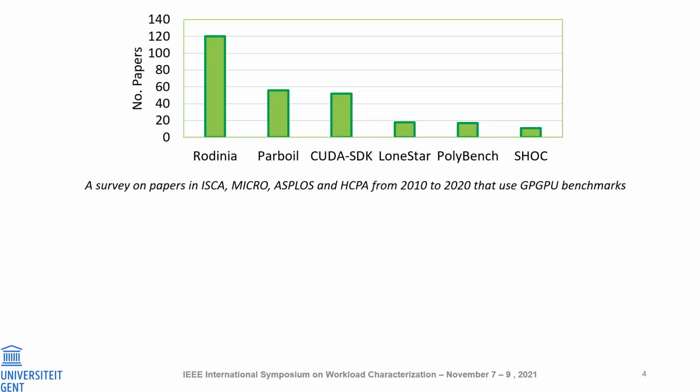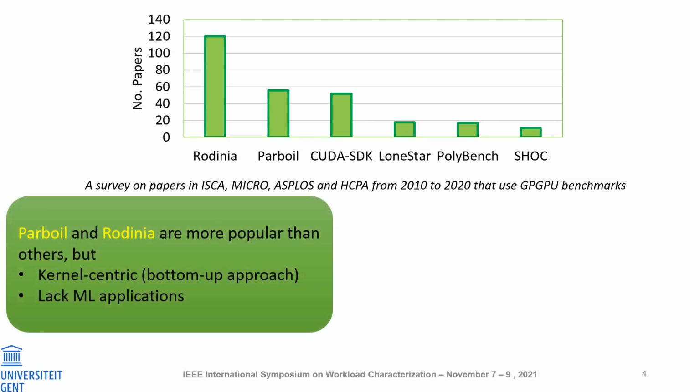Our survey in the past 10 years shows that Rodinia and Parboil are two well-known benchmark suites that have received more attention in academia compared to others. While they are simulator-friendly, they suffer from two problems. First, they are based on the bottom-up approach, as we discussed earlier, or they are kernel-centric. And second, they lack machine learning applications.